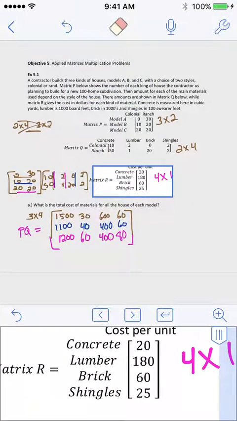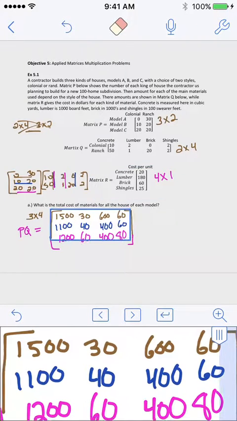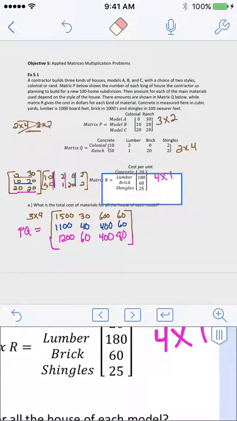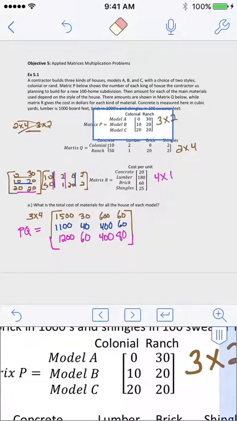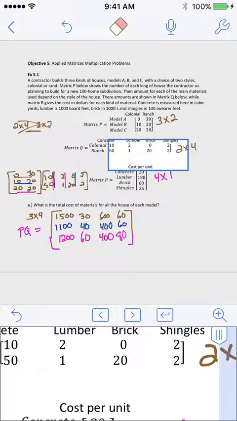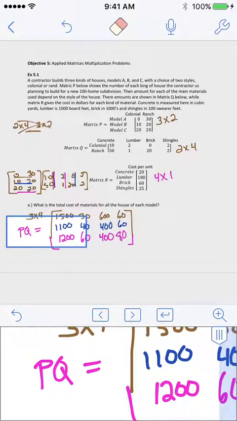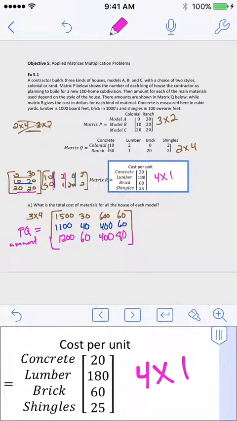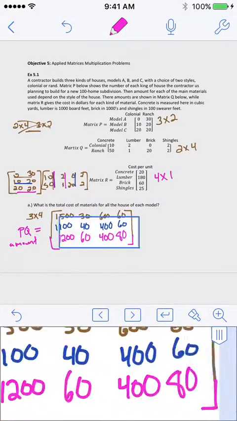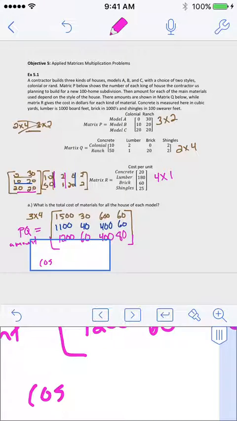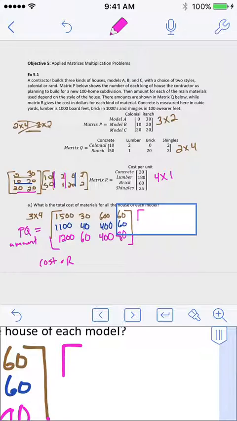So remember, R was the cost of all of this stuff. So if this is the amount we're going to use, let's multiply it by the R, right? So what we did before is we took the model of every single house and we multiplied it by what each house needed. So this is our total amount. Now each amount is going to cost us something per unit, right? So now in order to find the cost, we're going to multiply by R. Let's set R up here.